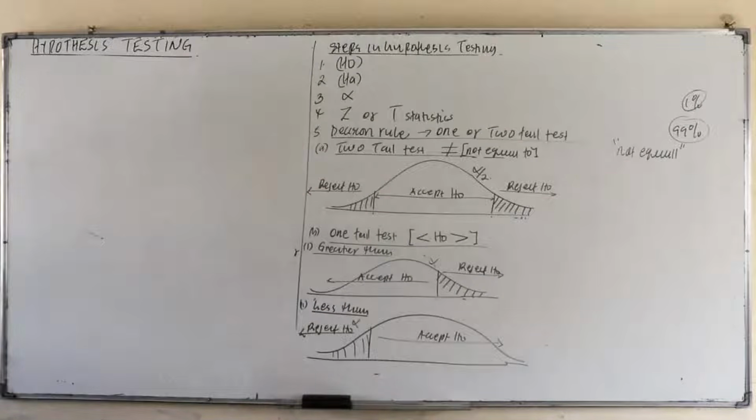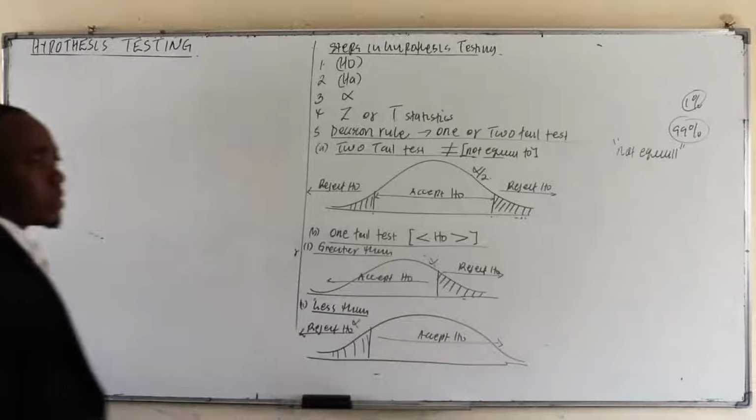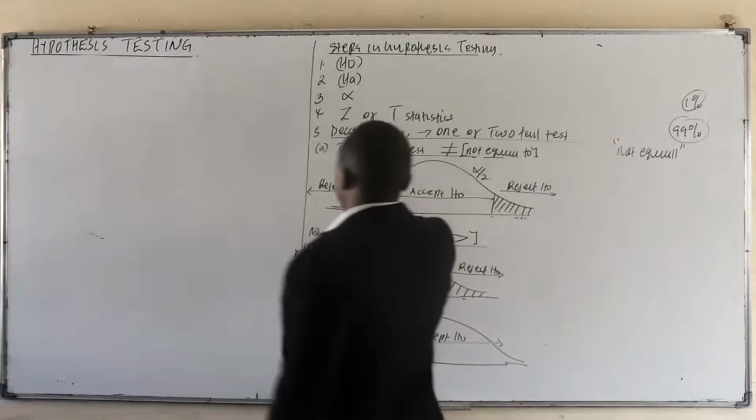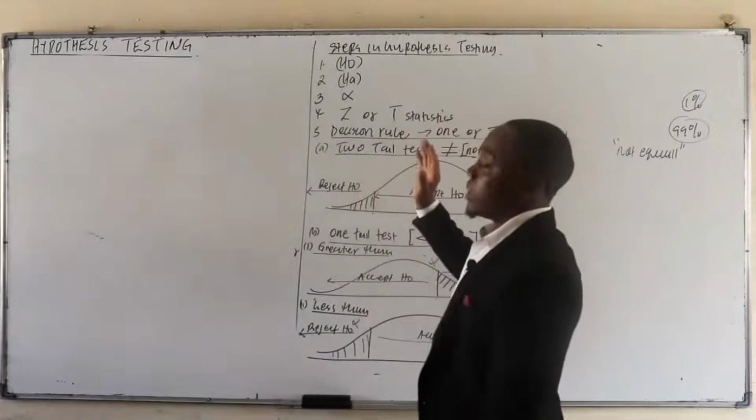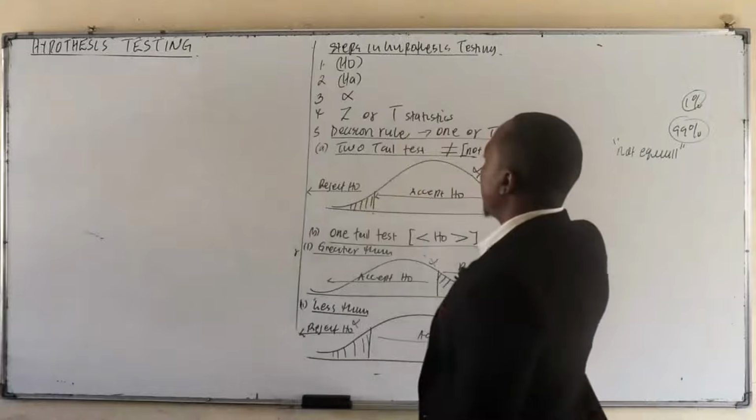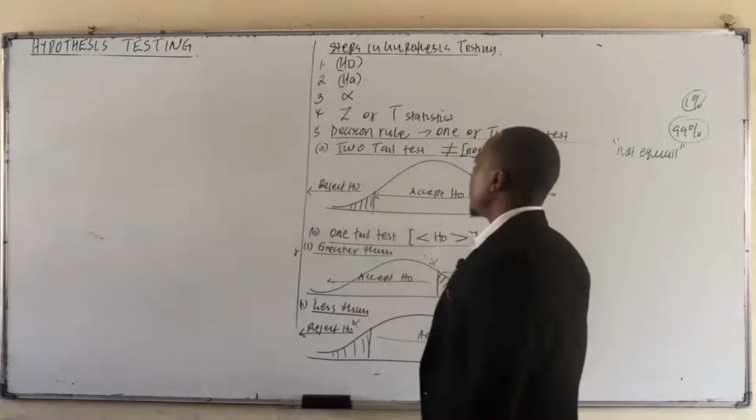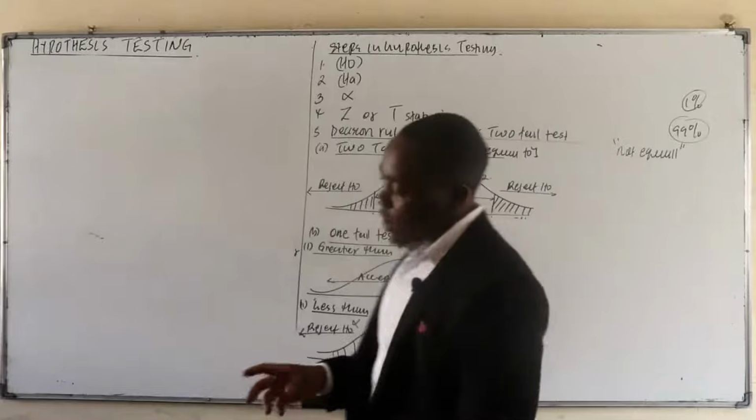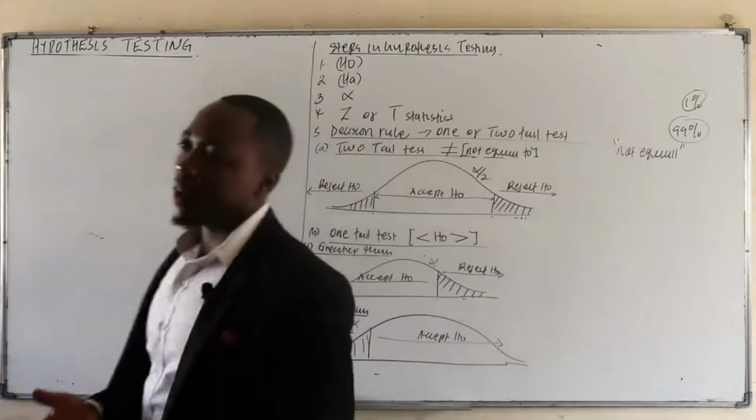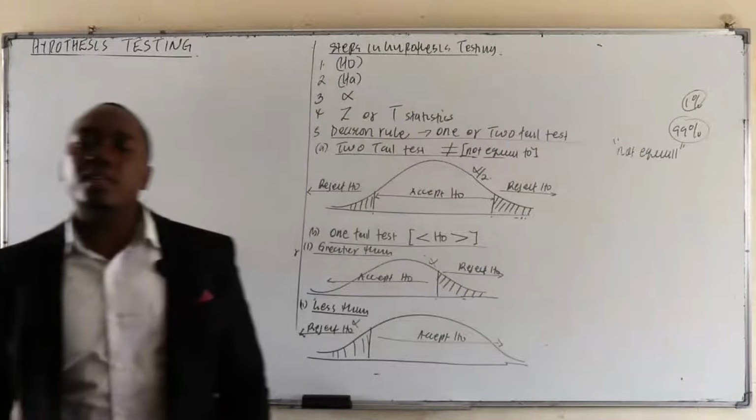So those are the 6 steps followed in hypothesis testing. You identify the null hypothesis. Number 2, the alternate hypothesis. Number 3, the significance level. Then you compute the Z or T statistic. Then you come up with a decision rule. And from there, it forms a basis of whether to accept or reject the null hypothesis.